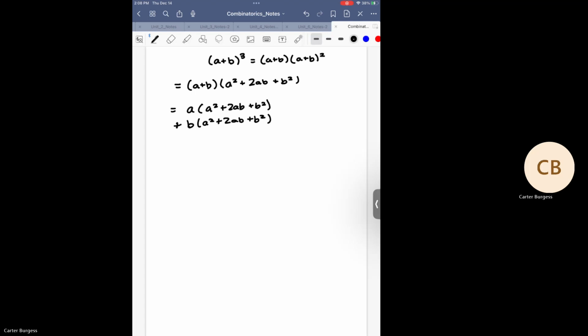Distributing, this gives us a cubed plus 2a squared b plus a b squared, plus a squared b plus 2a b squared plus b cubed. All right. As far as like terms go, what do we have that we can combine here?